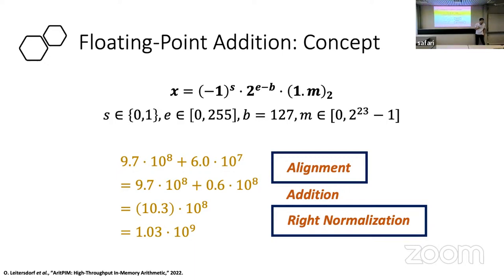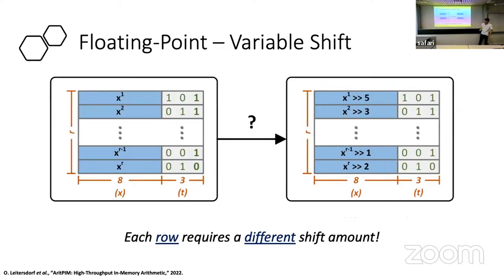And if we try to think what these stages really need, essentially, if we look at a crossbar, we're going to have some number stored in all the rows. It's going to be the mantissa of the number with a smaller exponent. And we're going to have some shift amount also stored in that row. That shift amount is going to be stored as a binary number. So for example, here in the first row, we have a shift amount of 5, and the second row a shift amount of 3. And our goal is going to be to take each row and to shift the number in the row by the shift amount of that row.